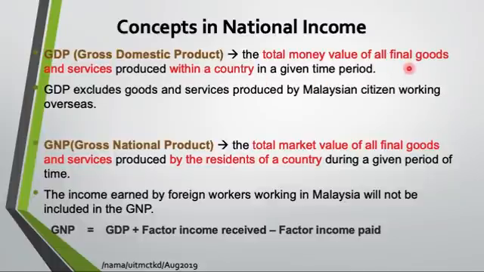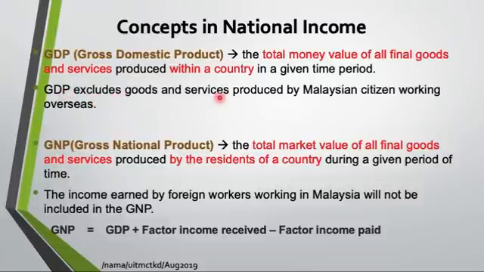Kenapa kita ambil all final goods? Because to avoid double counting. Okay, sebagai contoh, tayar dan juga kereta. Tayar considered as intermediate good, but sometimes it would be final goods. So kalau tayar tu as a intermediate goods, kita tak masukkan, kita excludekan daripada GDP. Okay, total money value dalam currency, of course, dalam RM or USD or pound sterling. Produce within a country. Mestilah diproduce di dalam negara in a given time period, either monthly or quarterly ataupun annually.